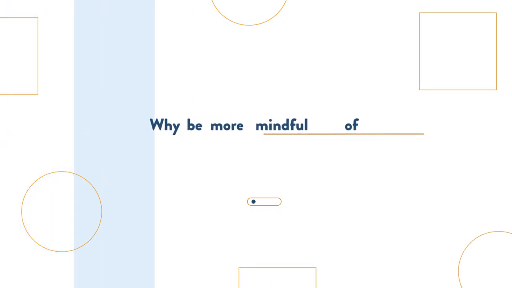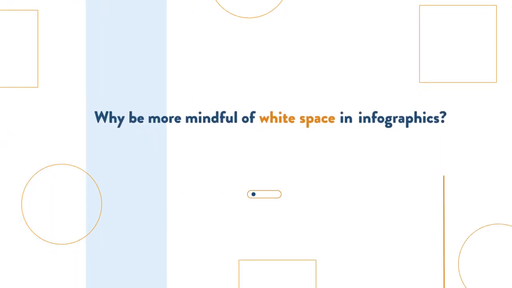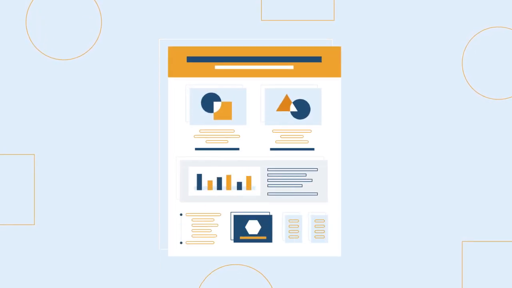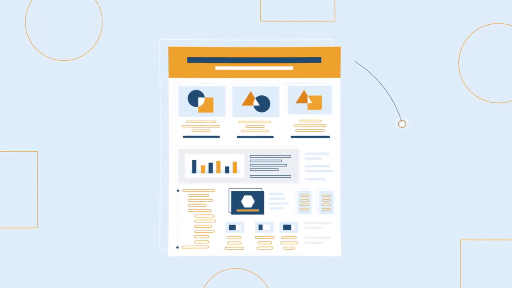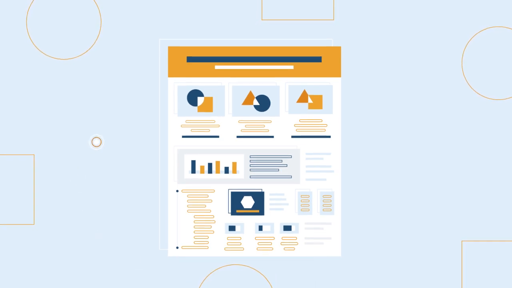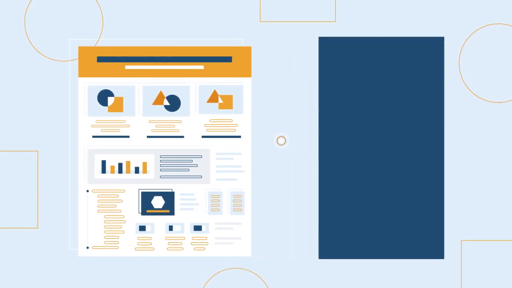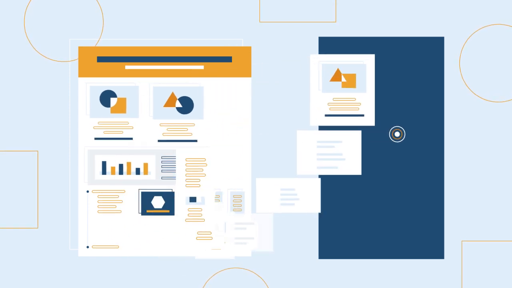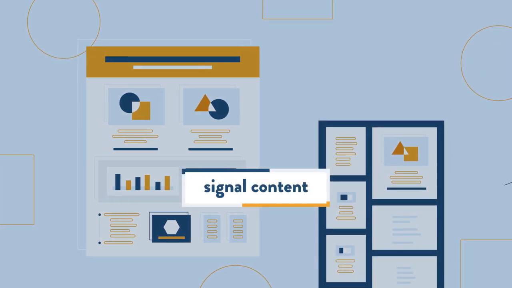Why be more mindful of white space in infographics? When creating content for infographics, people often make the mistake of cramming every tidbit of information that they assume will be relevant to readers. The truth is, readers only want to find information that is important for them. This is also known as signal content.